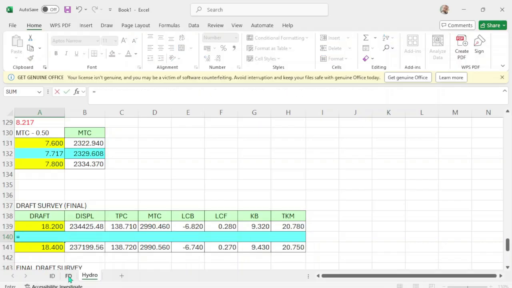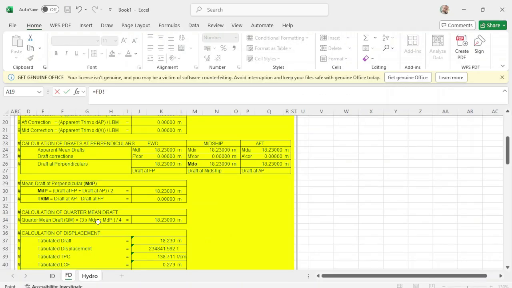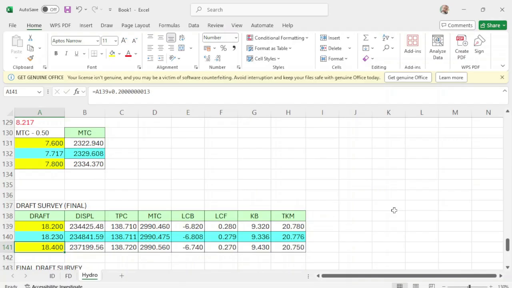Go to your final draft. Go for your quarter mean. Your quarter mean, this one. Oh, just click this tabulated. Okay. Sorry. Tabulated. That will be your tabulated draft. You press enter. Then it will go here.